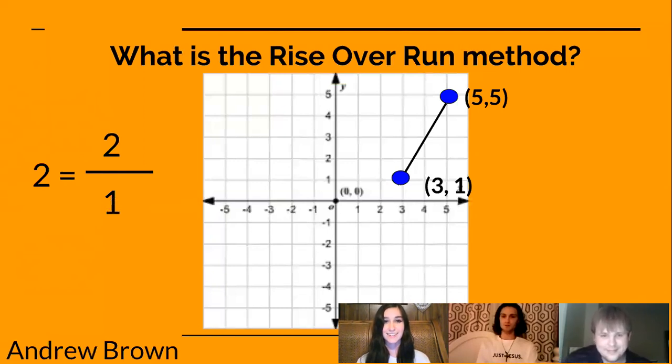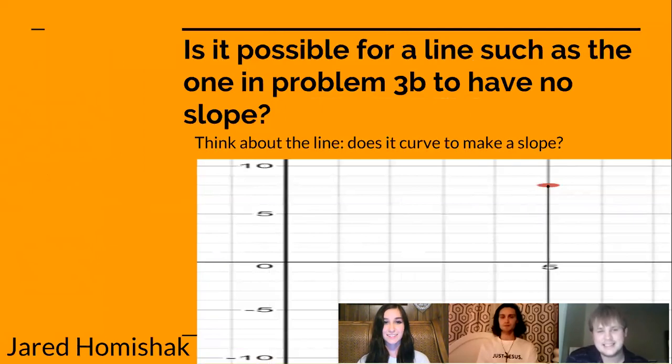Jared, I got another question for you. Go for it. Is it possible for a line such as the one in problem 3b to have no slope?